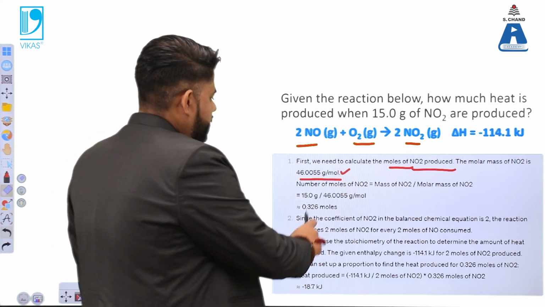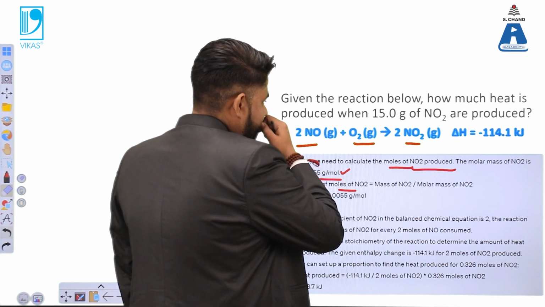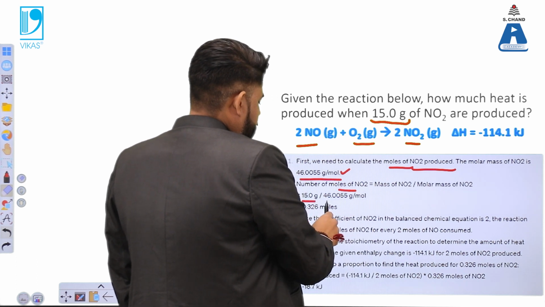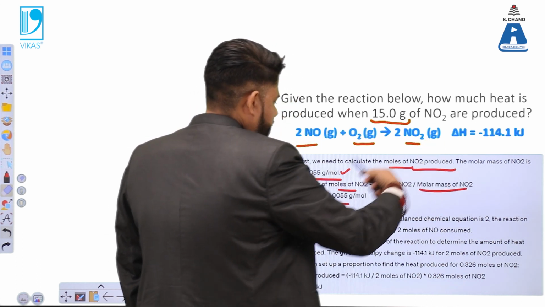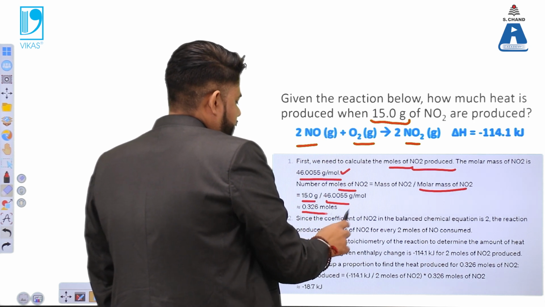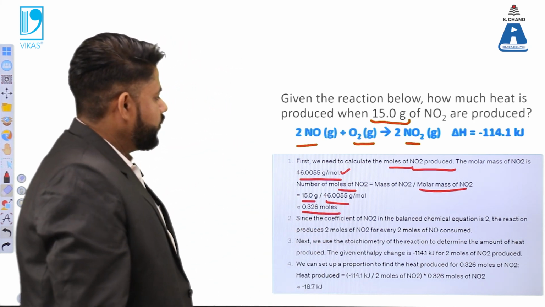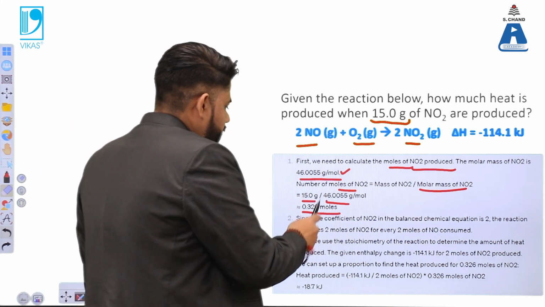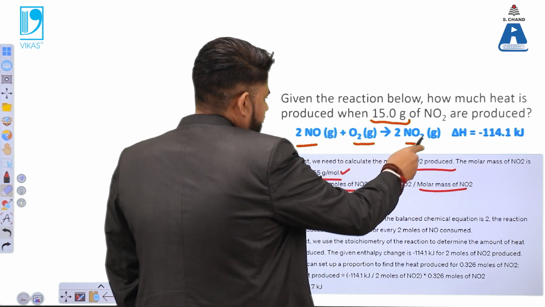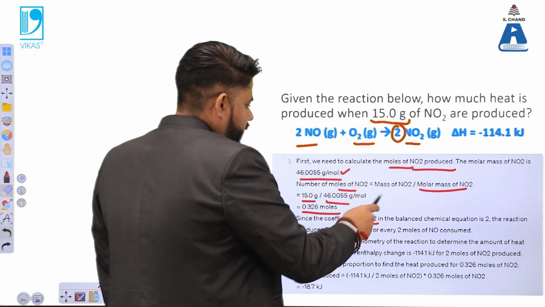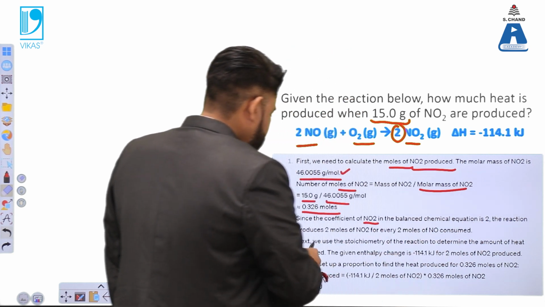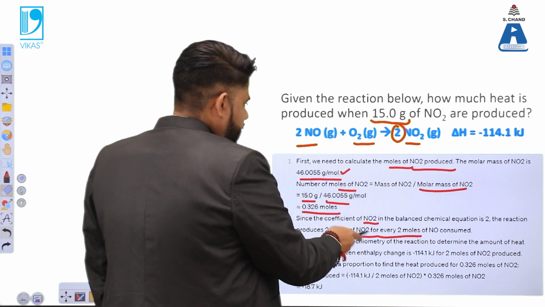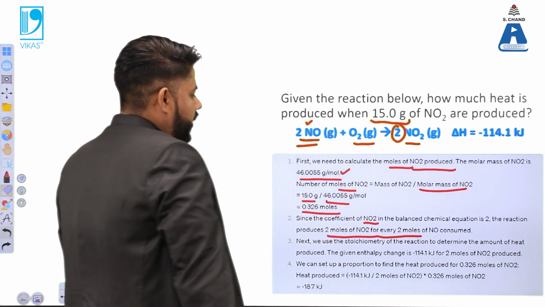So the number of moles can be calculated by dividing the mass produced by the molar mass of nitrogen dioxide. So 0.326 is the number of moles of nitrogen dioxide which is produced. Now you have the coefficient of nitrogen dioxide as 2. So if the coefficient is 2 and it is a balanced chemical reaction, you produce 2 moles of nitrogen dioxide for every 2 moles of nitrogen oxide.